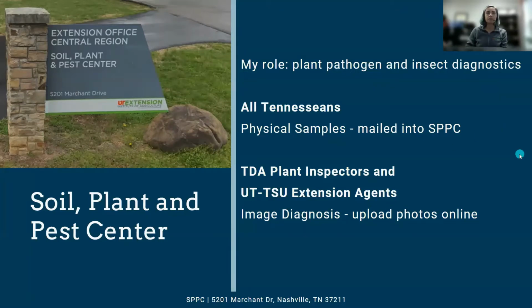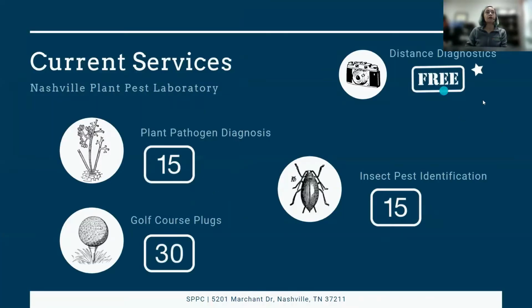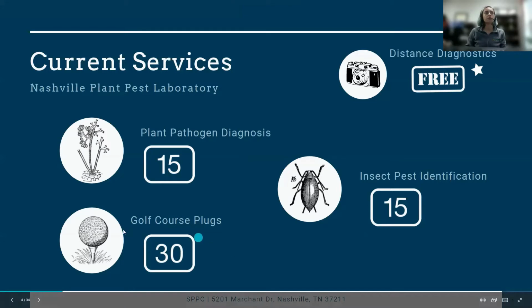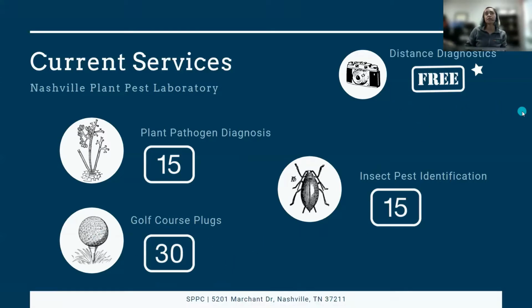So our other services are for a fee. Plant pathology diagnosis is $15, and insect identification is also a $15 fee. So it's the same fee as paying for your soil to be analyzed to identify what plant problem or insect pest you may have. We also offer a few additional services for our golf course managers. And again, we have our free distance diagnostics service through your county agent office.